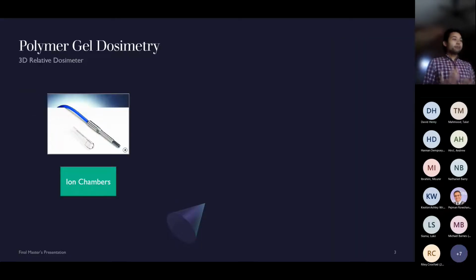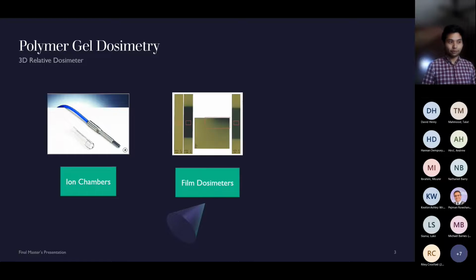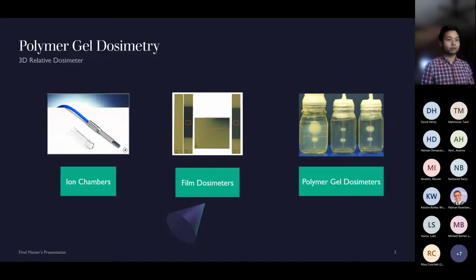So polymer gel dosimeters are 3D relative dosimeters. In radiotherapy at the moment, we have ion chambers that measure dose at points. We have film dosimeters that measure dose in 2 dimensions, but we haven't yet implemented gel dosimetry or polymer gel dosimeters, which measure dose in 3 dimensions.